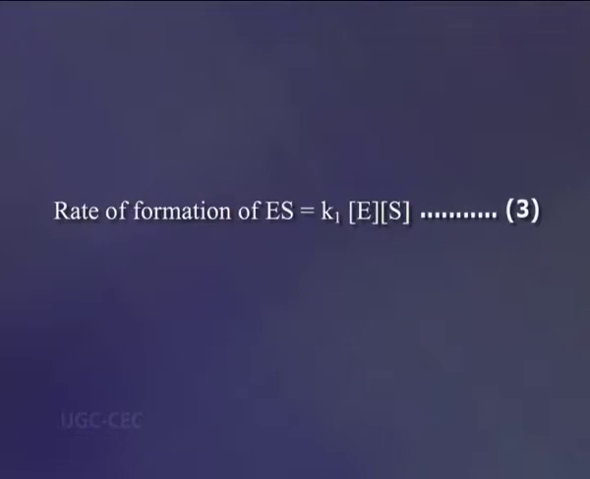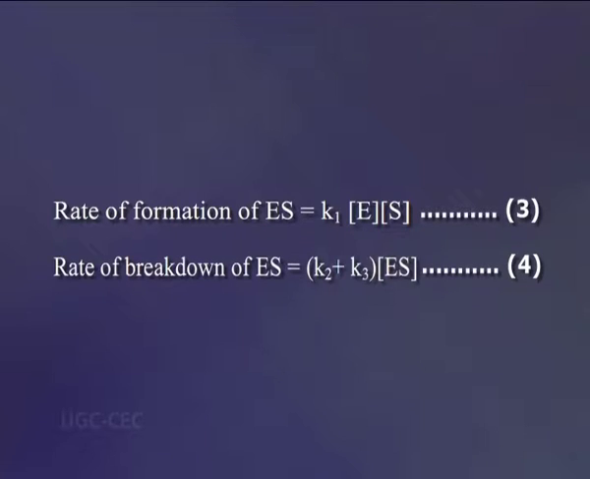The rates of formation and breakdown of ES are given by: rate of formation of ES equals k1 [E][S], that is equation 3. Rate of breakdown of ES equals (k2 + k3) multiplied by [ES], that is equation number 4. We are interested in the catalytic rate under steady state conditions.